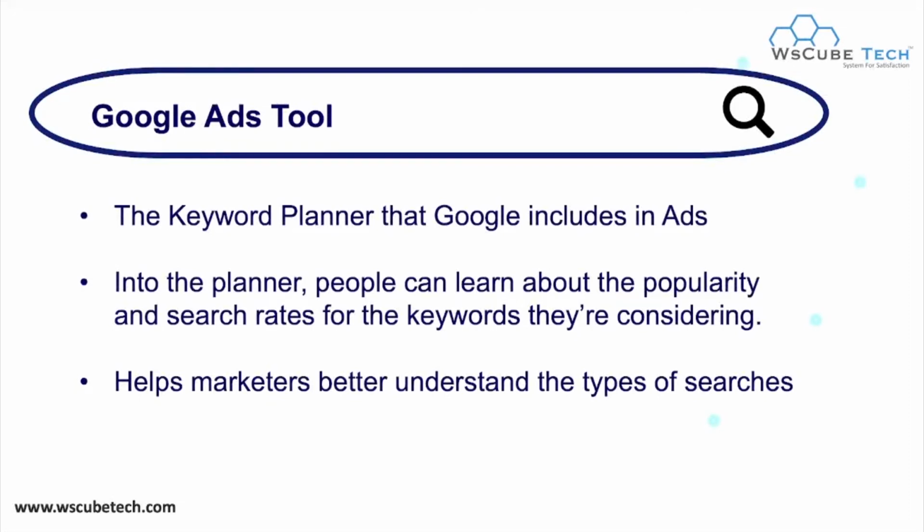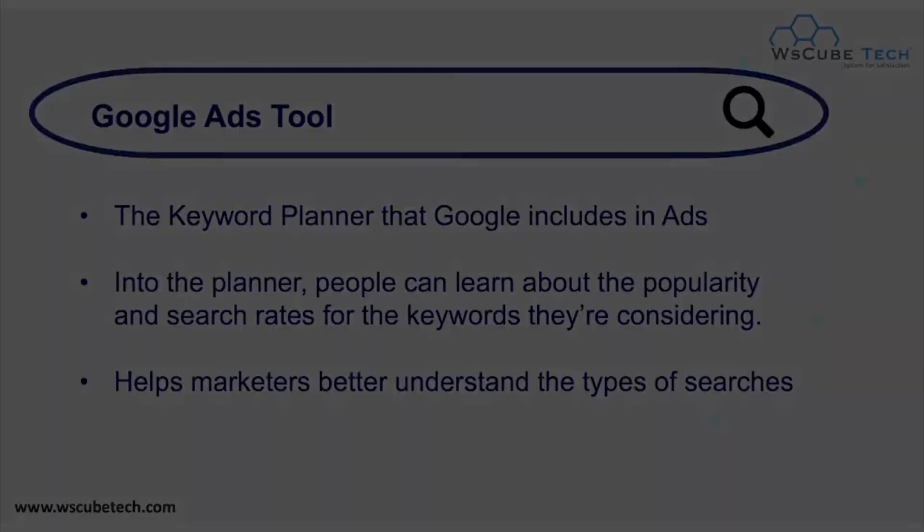Okay, next again we have a Google Ads tool. For advertisement you can use Google Keyword Planner here. Because in the Google Keyword Planner people can learn about the popularity and the search results for the particular keyword they are considering. And it also helps marketers better understand the type of the searches.